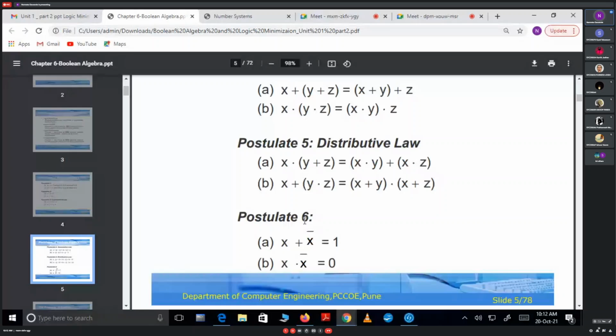Then postulate 6: x plus x bar will be 1, but x dot x bar equal to 0. You have to learn it as it is. x plus x bar equal to 1. Why is x plus x bar equal to 1? That is also there, it is proven.